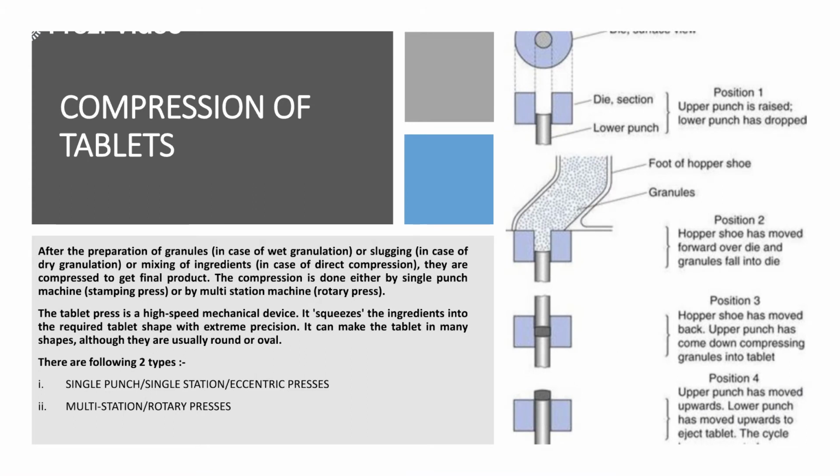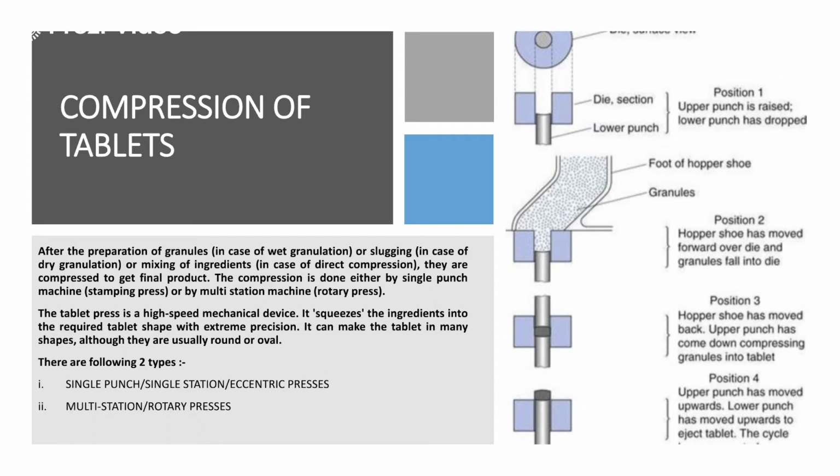So once we have made the granules either from the wet granulation process or through the slugging process of the dry granulation, once we have obtained the proper granules, they are dried, then the next step is to move ahead for the compression. When we talk about compression, we use a compression machine.